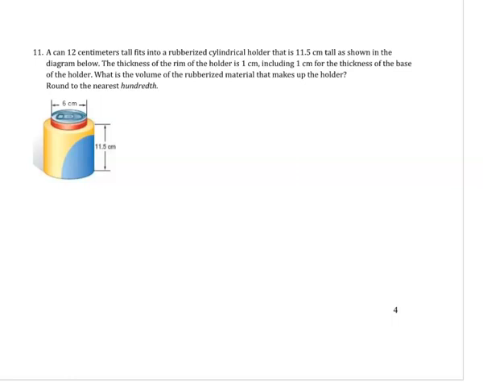A can 12 centimeters tall, so that's this whole distance, fits into a rubberized cylindrical holder that is 1.5 centimeters tall, as shown in the diagram below. The thickness of the rim of the holder is 1 centimeter. So this distance right here is 1 centimeter, including 1 centimeter of thickness at the base of the holder. So that's down here. What is the volume of the rubberized material that makes up the holder?